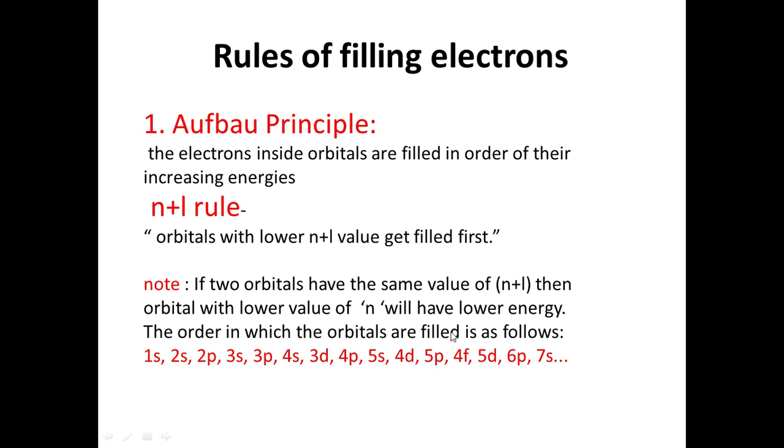Suppose we take another pair of orbitals. You can see here 4d has an n plus l value of 6, and 5p is again 6, because 5 is the n value and the l value for p is 1. So 5 plus 1 is 6. 4d also has an n plus l value of 6. So both 4d and 5p have an n plus l value of 6. Then there is confusion about which orbital gets filled first. The very simple answer is that you have to fill first the orbital with the lower principal quantum number. That means the value of n is the deciding factor here. So 4 is the lower n value. That's why 4d gets filled first.